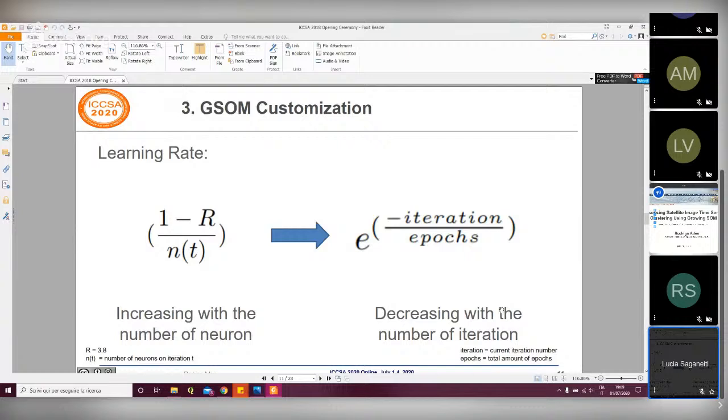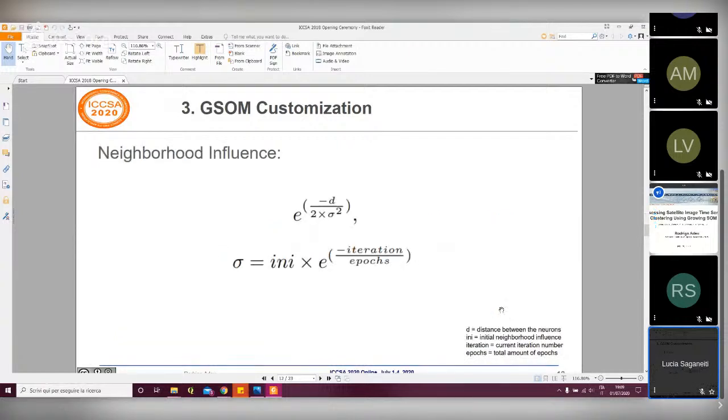And the next one: the algorithm says that we need to provide a neighborhood influence, but it does not specify this function. So we tested a lot of functions, and then we used this one that decreases with the number of iterations, and also decreases with the distance between the winning neuron and the neighborhood size. The next one, please.